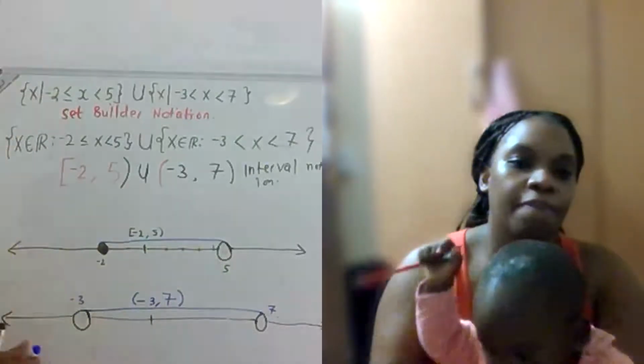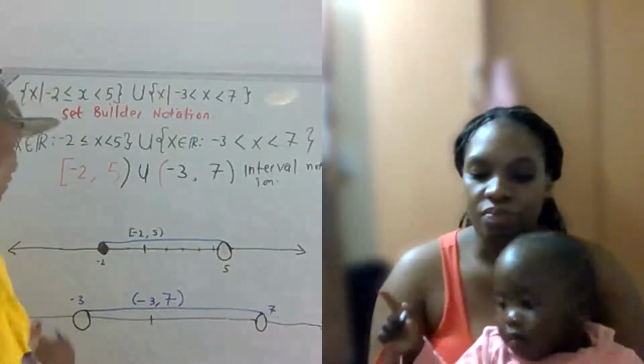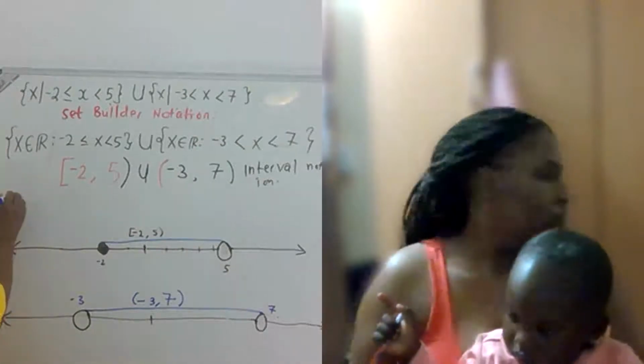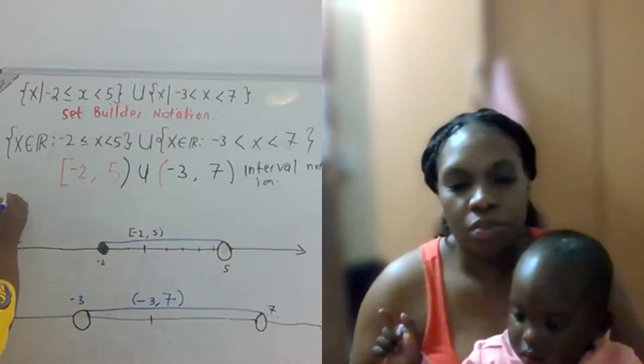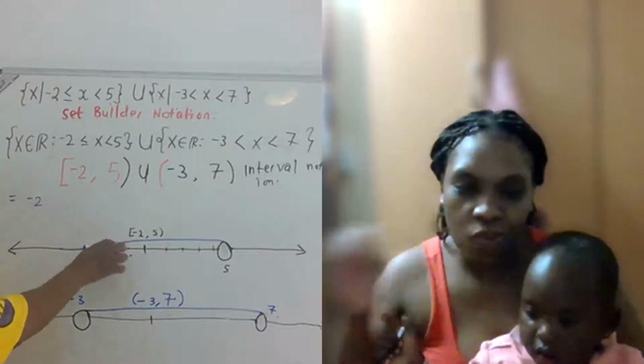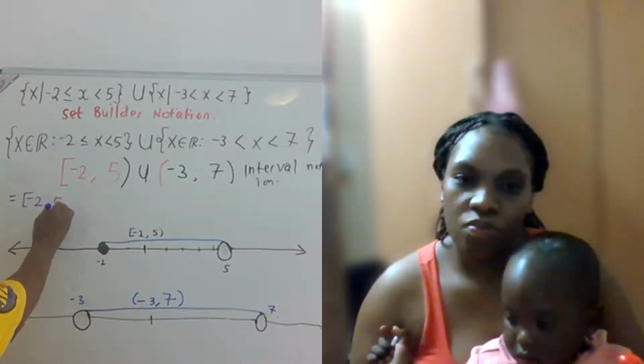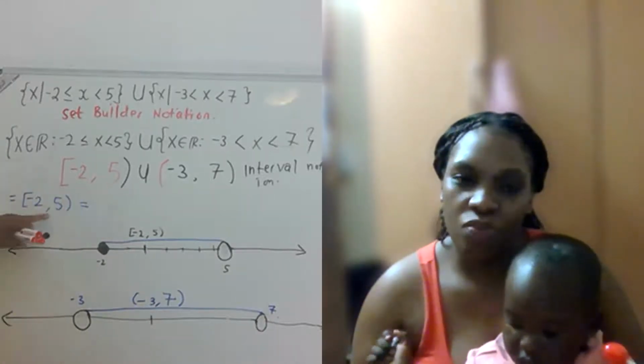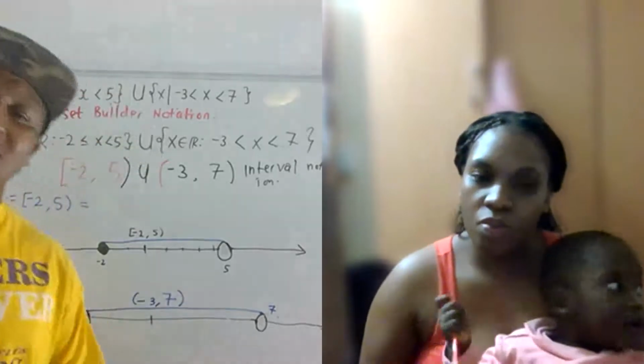So I'm going to say my final answer for intersection is going to be A. The intersection of the two is negative 2, including, to 5, excluding. But this is interval notation. How do you write the set builder notation?